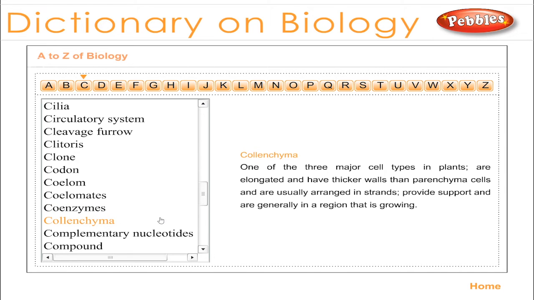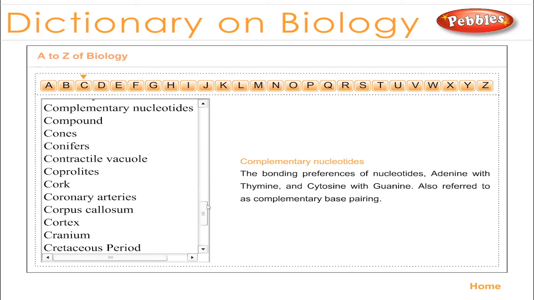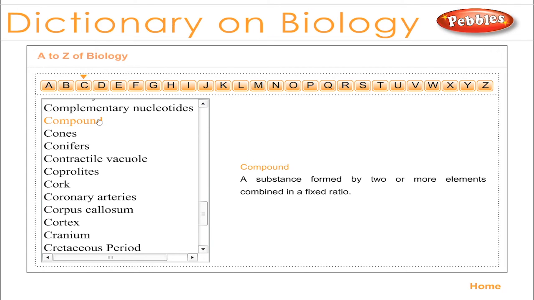Collenchyma, one of the 3 major cell types in plants, are elongated and have thicker walls than parenchyma cells and are usually arranged in strands, provide support and are generally in a region that is growing. Complementary nucleotides, the bonding preferences of nucleotides, adenine with thymine and cytosine with guanine, also referred to as complementary base pairing. Compound, a substance formed by 2 or more elements combined in a fixed ratio.